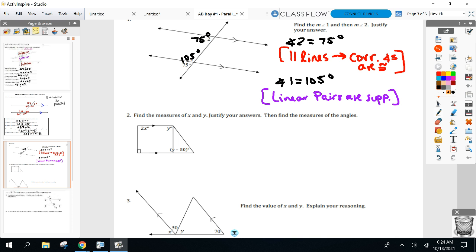We got to find x and y. My first question, where are x and y? Are they inside the parallel lines or outside? So they have to be some type of interior angles, don't they? Let's start with finding x. I don't want to mix it with y, so I'm looking at 2x and this right angle right there. They're both inside the parallel lines. So what type of angles are the 2x and the 90 then? What can I call those two angles? They're both inside, so I should be using an interior term here.